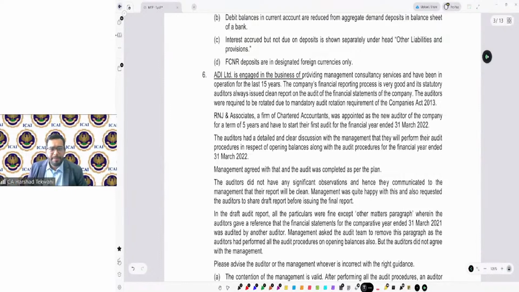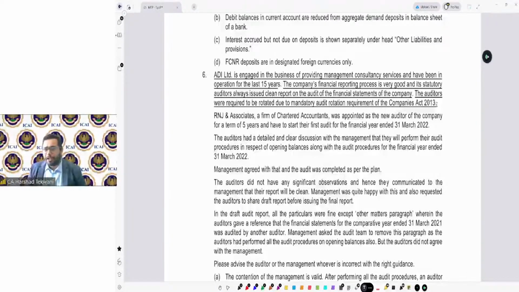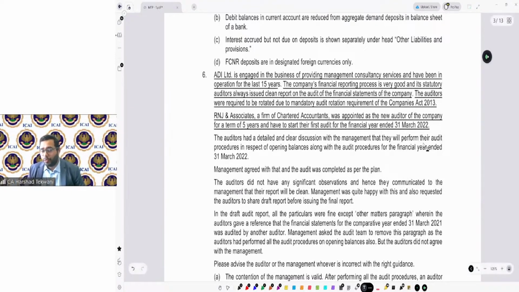ADI Limited is engaged in the business of providing management consultancy service and has been in operation for the last 15 years. The company's financial reporting process is very good and the statutory auditor always issued a clean report on the audit of the financial statements of the company. The company auditors were required to be rotated due to mandatory audit rotation requirements of the Companies Act 2013. R&J Associates, a firm of chartered accountants, was appointed as the new auditor of the company for a term of 5 years and had to start their first audit for the financial year ended 31st March 2022.